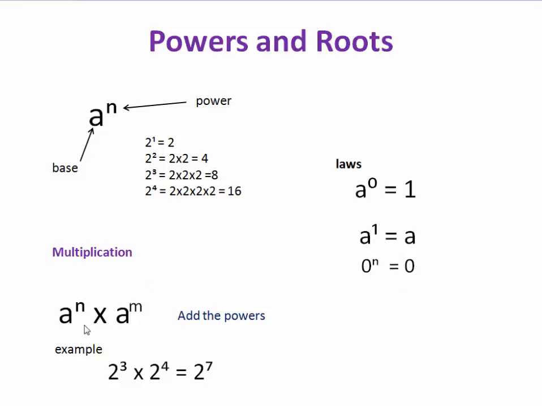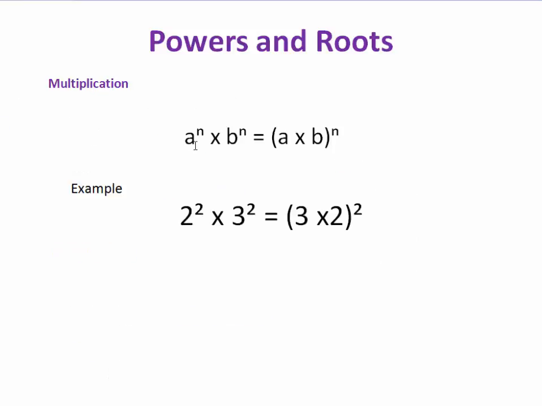When we're multiplying and we have the same base and different exponents, we add the exponents, or add the powers. So here we have the same base and we're going to add the exponents. 4 add 3 is 7, and the base remains as itself, 2.